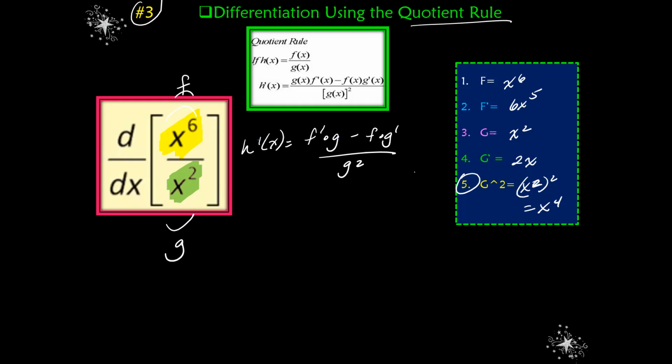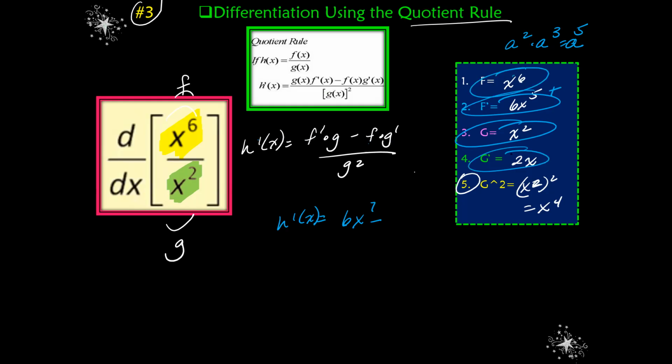So h prime is f prime times g. So f prime times g is going to give me a 6x to the 7th, because remember to add the exponent. Remember back in algebra 1, a squared times a to the 3rd is not a to the 6th, it's a to the 5th, because you have to add the exponents together. Minus f times g prime. So that's going to be a 2x. Remember, this is a 1 power, 1 degree. So 1 plus 6 is going to be a 7. All the way over g squared, which is x to the 4th.